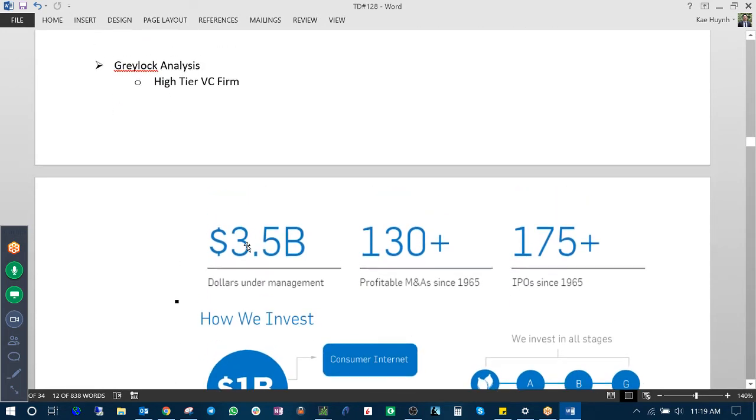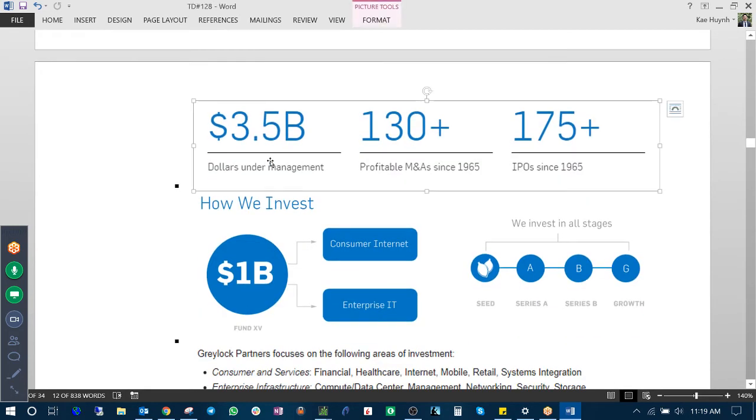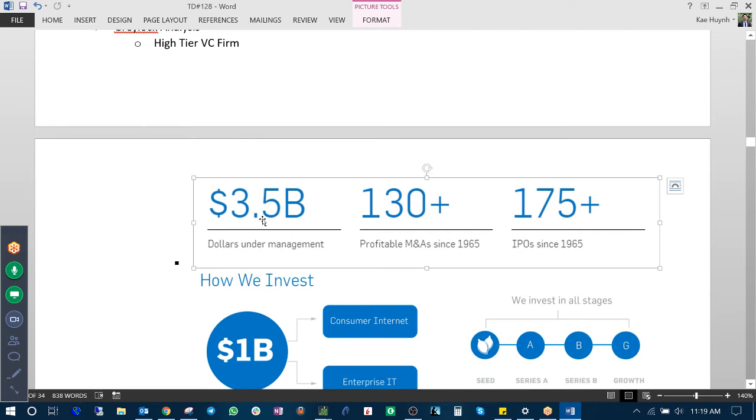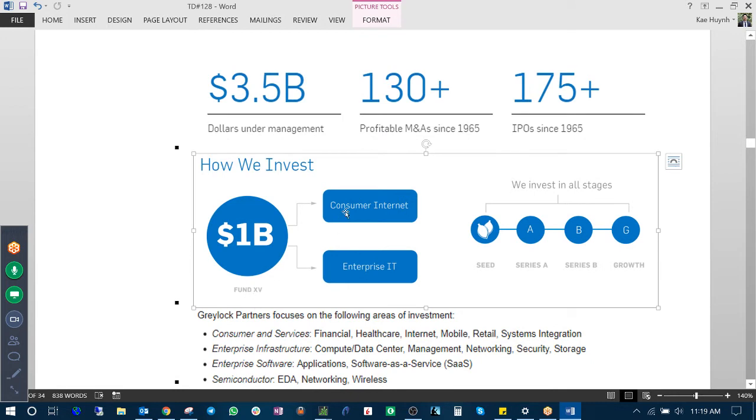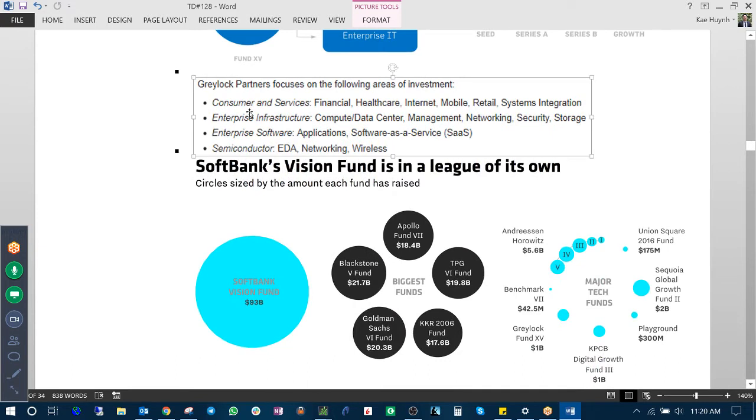So let's look at his VC firm real quick, okay, guys? It's not as big as you think in terms of how much money they're managing, but it's about 3.5 billion, and it's broken into several different funds, I'm guessing. The current fund they have is Fund 15, 1 billion into consumer internet and enterprise IT, and the stages they invest in are seed, Series A, B, and growth. Companies that are just growing like crazy. Let's see what else. This one at Wikipedia, it's like other divisions, right?